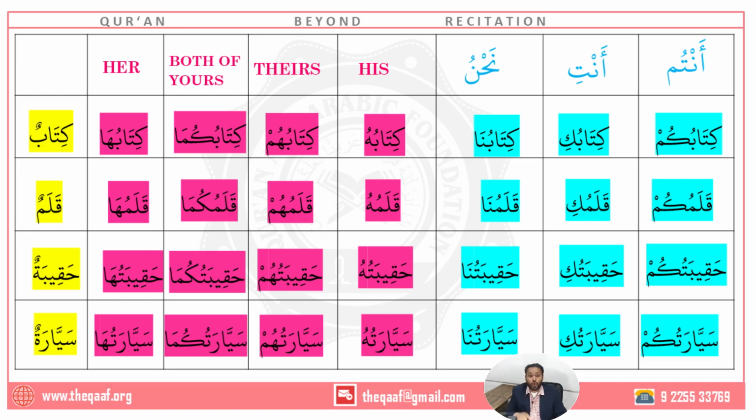Kitabuhuma. No. Kitabuhuma would be third person. We need second person. Kitabukuma. So you have to pay attention to the number, gender, person, translation, attached, detached. All these things come into picture. It's not easy to translate. We don't realize it. In the back of the mind, all these things are getting processed, just like a computer.